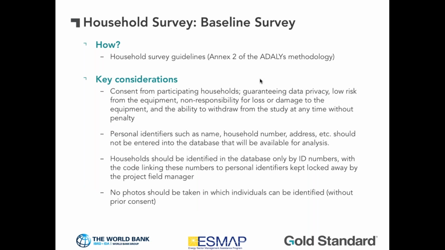Further information on this is provided in Annex 2 of the methodology. There are some key considerations which have to be kept in mind while carrying out the baseline survey. Before doing the survey, one has to obtain consent from the participating households, and they should also be guaranteed data privacy. One should also clearly communicate that they have low risk from the equipment that they will be using for personal exposure measurements, and they are not responsible for any loss or damage to the equipment, and they have the option to withdraw from the study at any time without any penalty or repercussions.